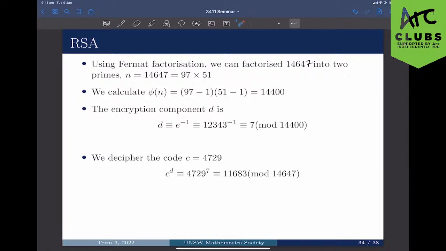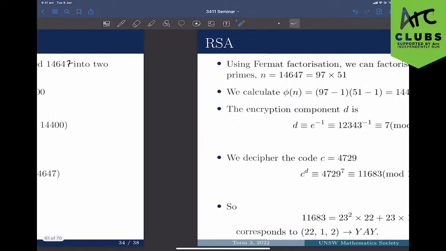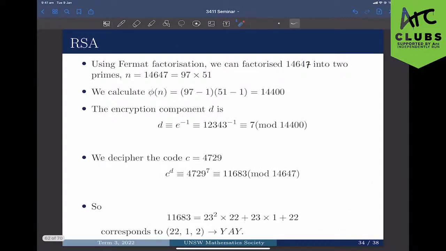So the message that they wanted to send was 11,683. And the rest is just algebra. So we have an expression that's like 23 squared times A1 plus 23 times A2 plus A3.